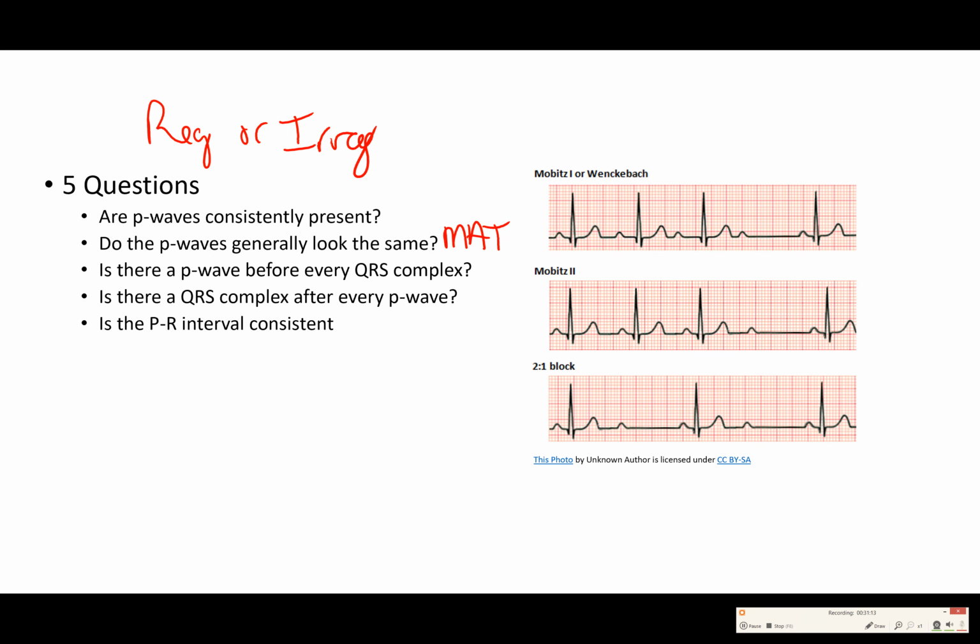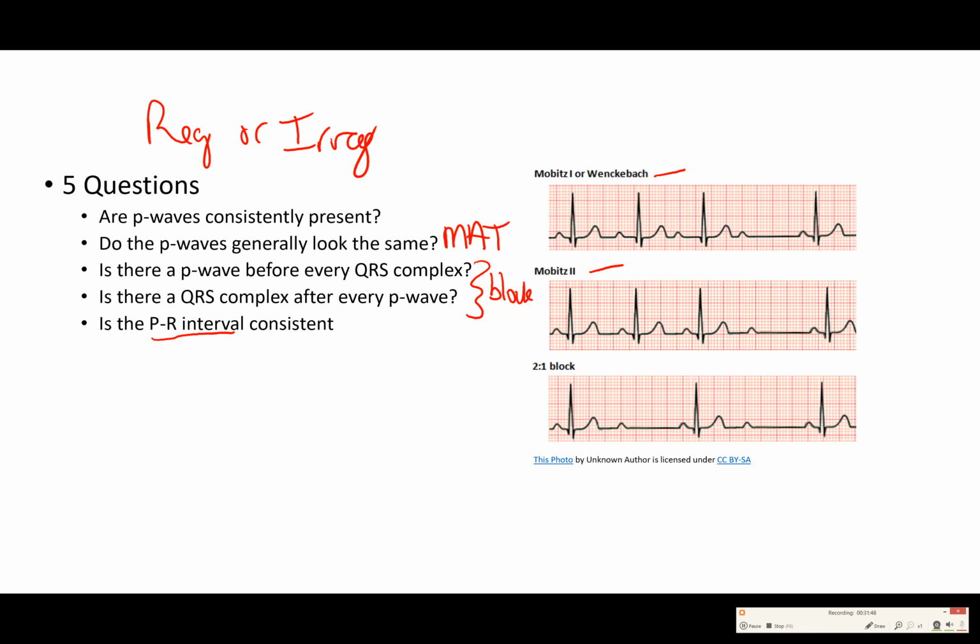So if there are consistent P waves, but they keep changing their appearance, and you have tachycardia, then you have MAT. Is there a P wave before every QRS and a QRS after every P? You're really looking for blocks there, right? Those questions are looking for blocks, such as our Wenckebach or our Mobitz 2. And then, is the PR interval consistent? That also helps you determine which of the blocks you might have. So remember those questions when you're looking at rhythm, and I think they'll be very helpful.